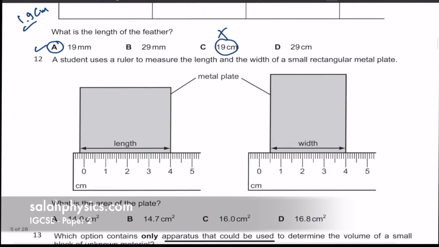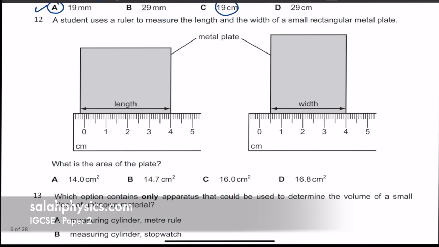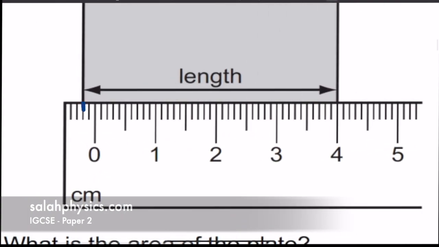In question 12, a student uses a ruler to measure the length and the width of a small rectangular metal plate. What is the area of the plate? They give you the two dimensions, the length and the width. So I'm going to take the initial reading here, which is negative 0.2, and the reading here is 4. So the entire length is going to be 4.2 centimeter.